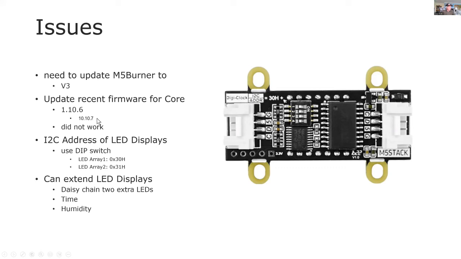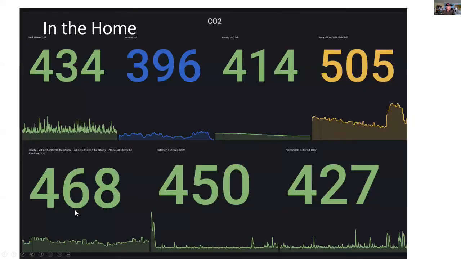To change the address of the I2C so that you can show two arrays, you use a dip switch array here and set this in binary to match. So you have a base address of 30 hex, and when you toggle the switch, you increase the address in a binary way. And you can extend these. You can see we've got a Grove in and a Grove out. So we can daisy chain those to show some more parameters. For example, we could show the time on a third, and on a fourth LED array, we could show the humidity.